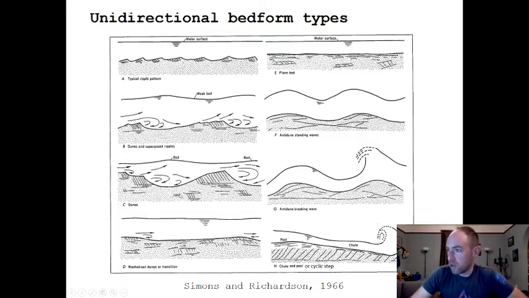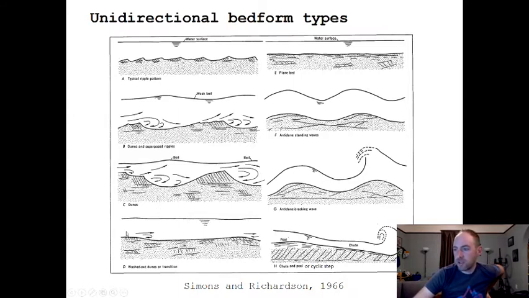Dunes can be large features relative to the flow depth, up to a third of the flow depth or so. They can have superimposed ripples on the back of them. That's fairly common. And then as flow strength increases, they start to wash out. As suspension increases, dunes are primarily a bed load dominated bed form.